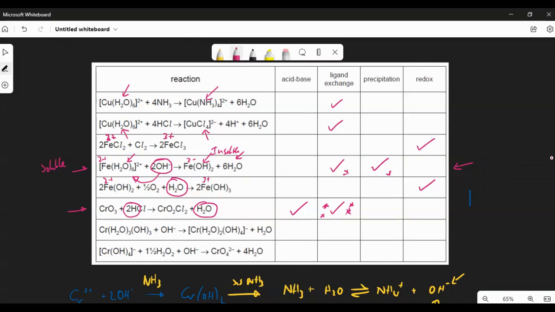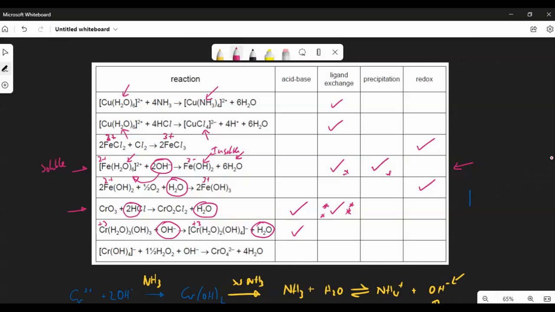This next one, what's this guy doing? Well, if you look here, this is 3 plus. And if you look here, let's have a look. It's 3 plus as well, I think, isn't it? Yeah, still 3 plus. So it's not a redox. Is it an acid base? Well, we have an OH here. It must have gained a proton to form water. So I'm going to call that one an acid base one.